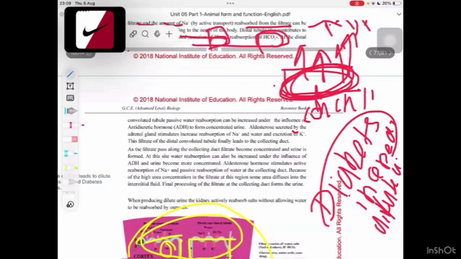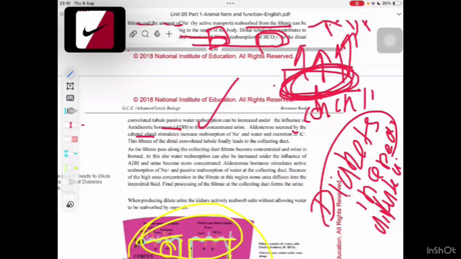Okay. Now, aldosterone. Now, there are two hormones. Antidiuretic hormone, we learned the function. Aldosterone is secreted by the adrenal gland. Remember from where the aldosterone is secreted. Secreted by the adrenal gland, it stimulates increased reabsorption of Na+ and water and excretion of K+. So it increases the reabsorption of Na+ and water. That means Na+ ions are needed for us, and water is also needed, and it removes the K+ from our body, right?